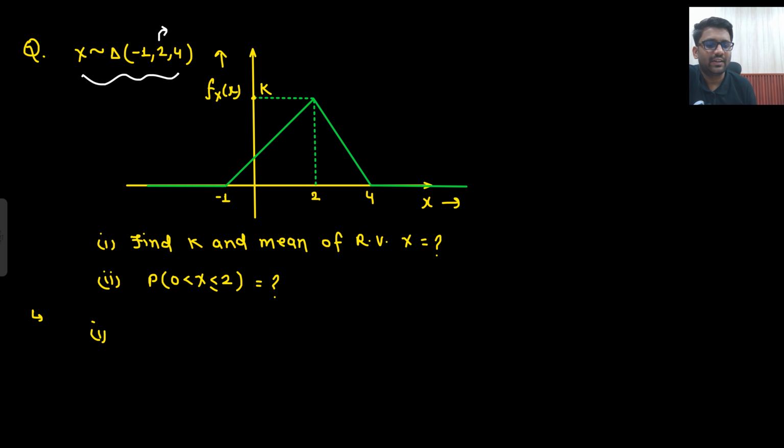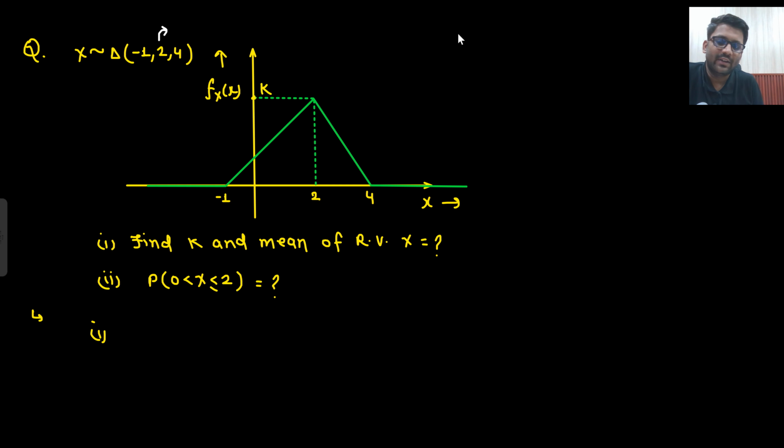What is the definition? Between -1 to 2 there is a different kind of curve. Between 2 to 4 there is a different kind of curve. The equation of this line will be different, and the equation of this line will be different. Are you able to understand this point? Now you need to find the value of k, and then you need to find the mean of random variable x.